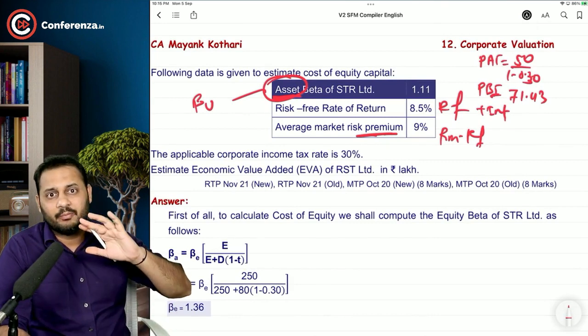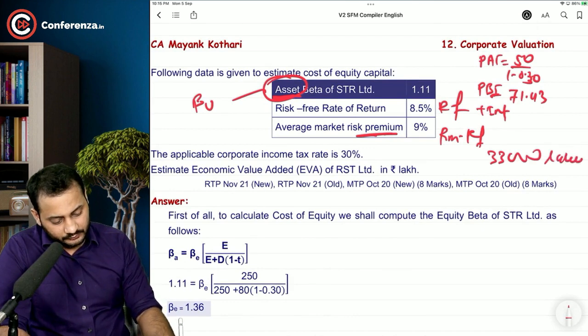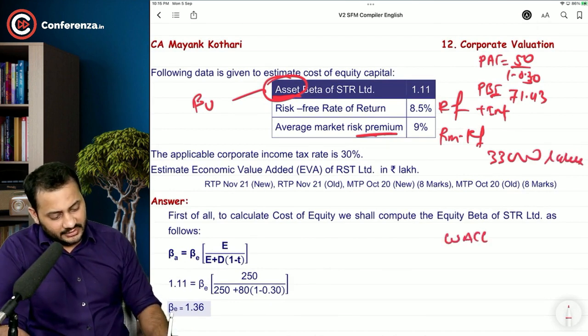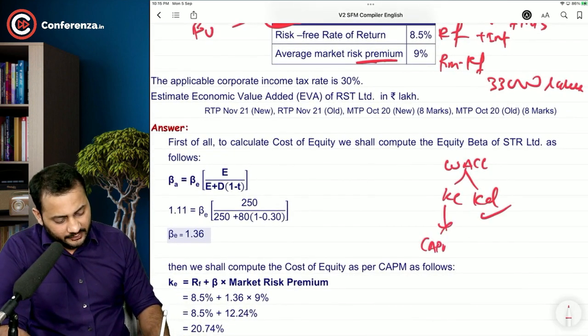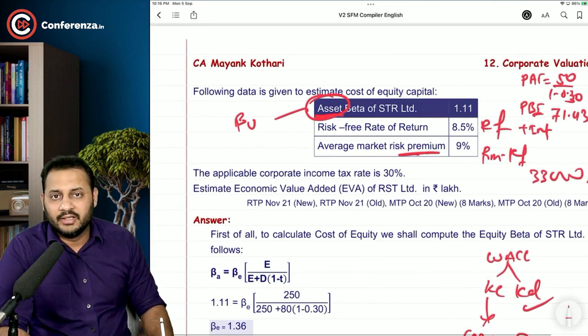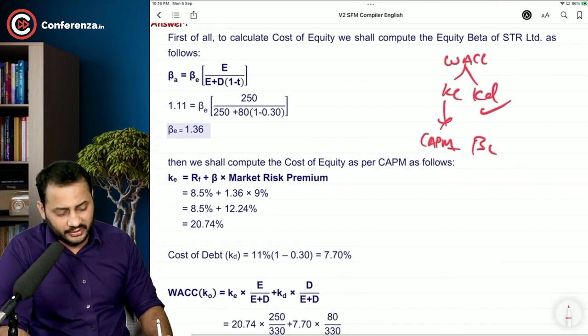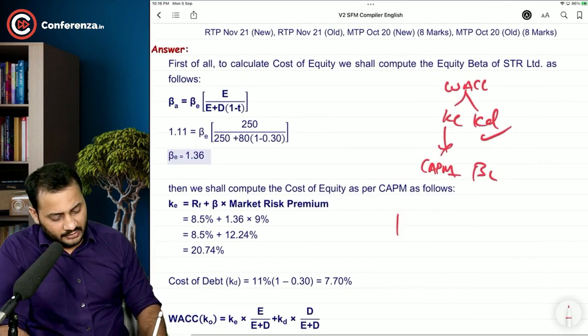We have the invested capital of 330 crores, or we can say 33,000 lakhs. But we need WACC, and for WACC we need cost of equity and cost of debt. We have the cost of debt as well. For cost of equity we need the CAPM formula, but in that we need levered beta, and the unlevered beta is given to us. We can easily calculate that. This is a formula, but I will just revise that.